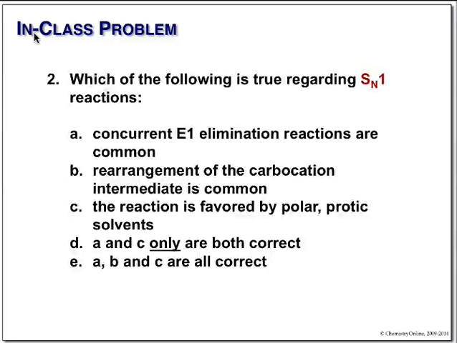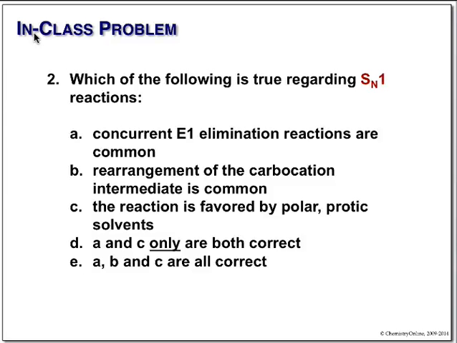SN1 reaction. What do we know about that? Concurrent E1 elimination are common. Well, we know that an SN1 involves a carbocation intermediate. So the first step, the slow step, in an SN1 and an E1 reaction is the same, isn't it? So this is a very viable answer. Rearrangement of the carbocation is common. Well, we have a carbocation, sure. Rearrangements are going to happen.